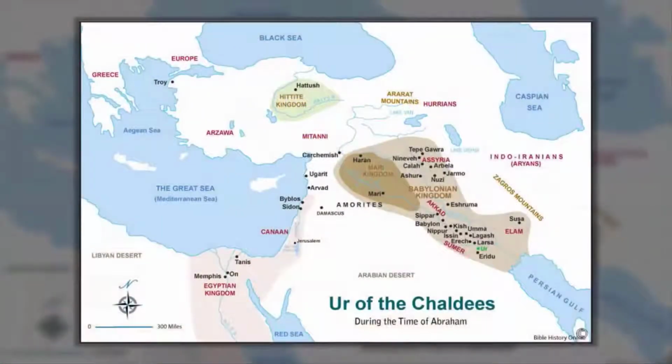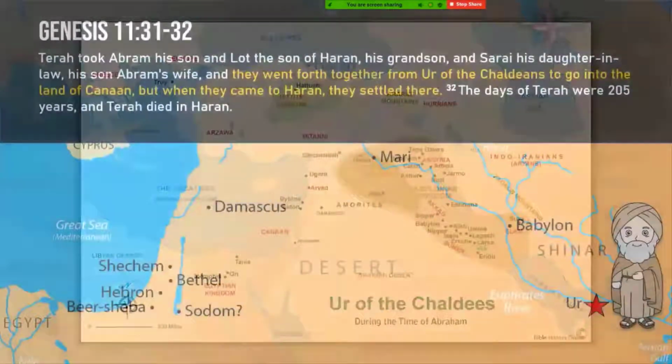So we're starting off in Ur of Chaldees. You could look at this as Babylon. Basically, Ur of Chaldees or Babylon. This was the area in which Abraham was born. So Abraham was born in Ur. And if you take a look, you can see Ur right down here near the bottom.